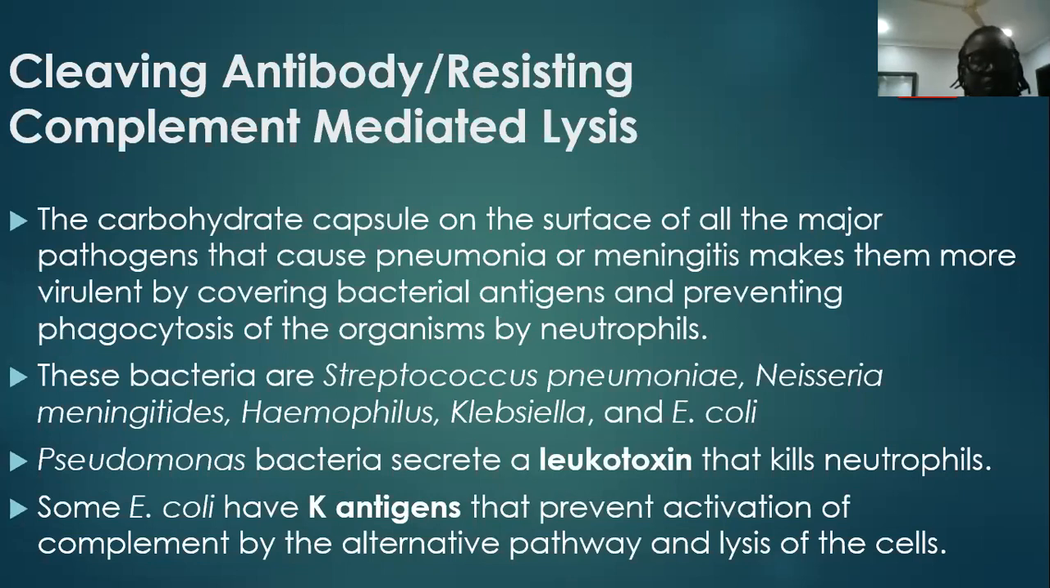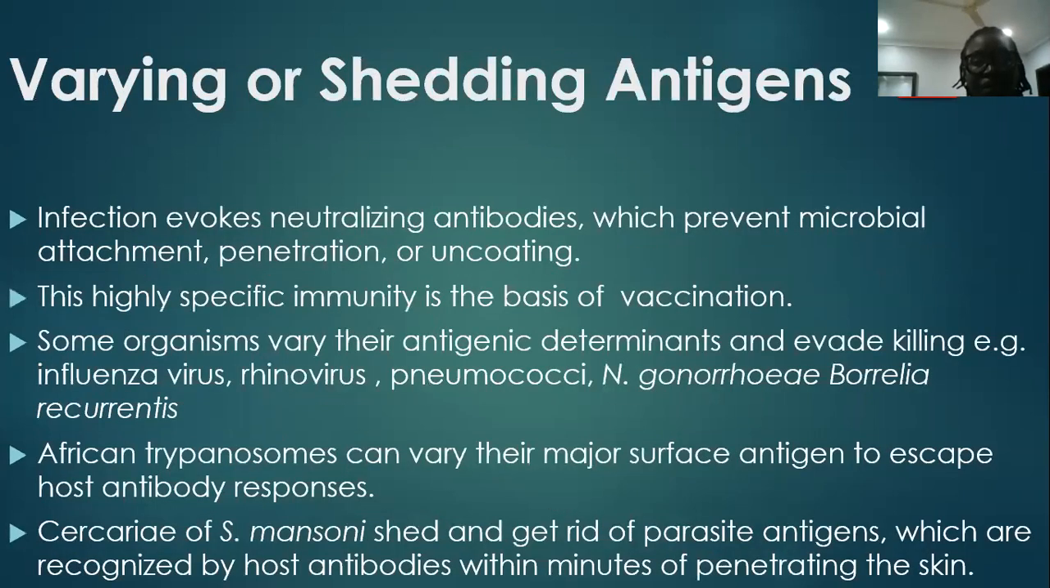Okay. Then varying or shedding antigens. The influenza virus changes its antigen, its surface proteins. You know that the surface protein is what the immune system would recognize as foreign and produce antibodies against it. So if it changes its surface protein, it means that the immune system would produce an antibody.